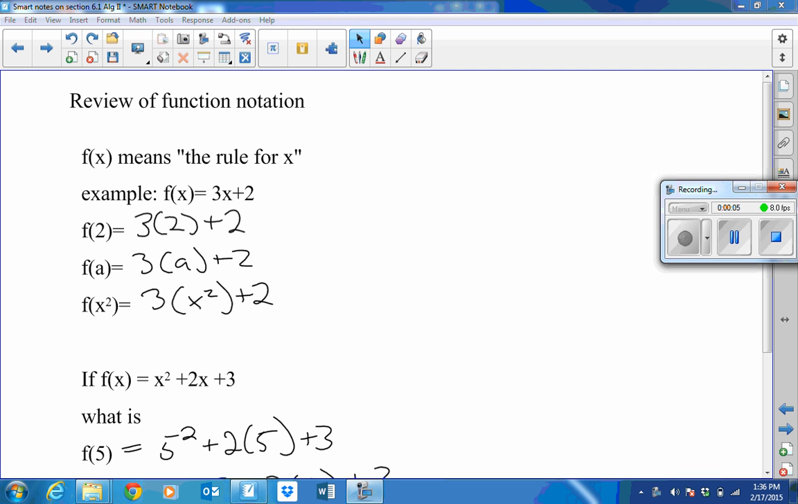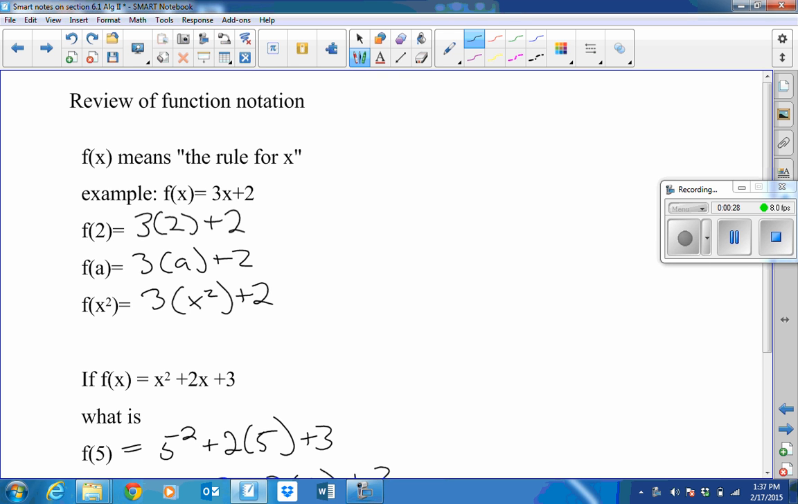First, we're going to review the function notation, and we started this in class. The notation f of x means the rule for x. It's written f with a parenthesis and x. It does not mean f times x, but the rule for x. Anything in the parentheses is what you substitute for x in the formula.